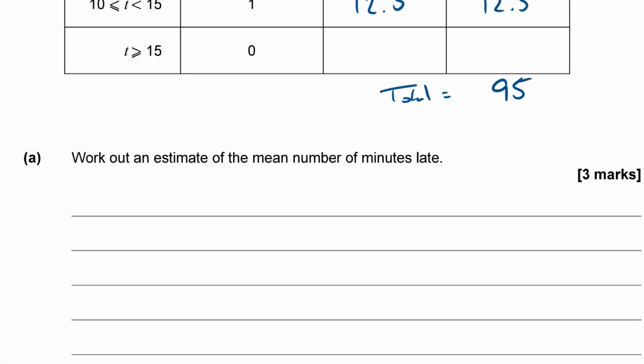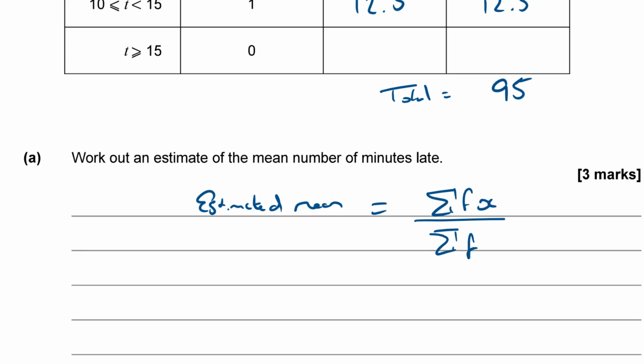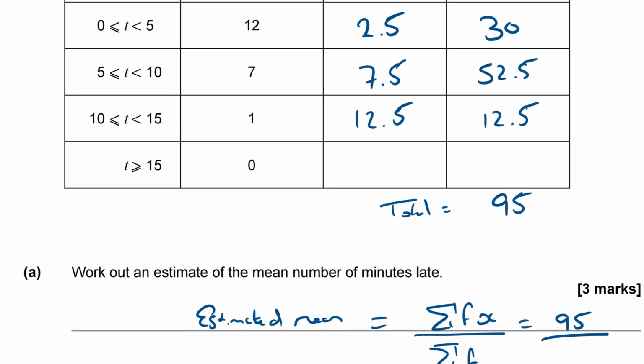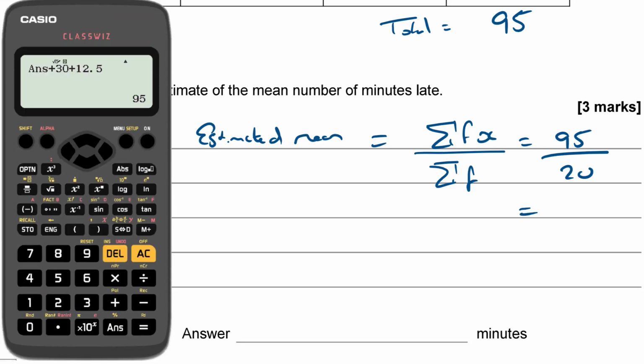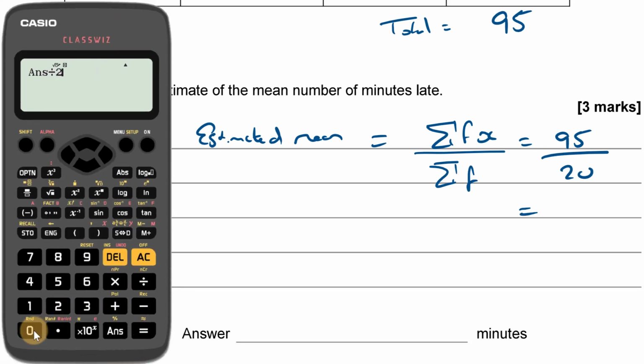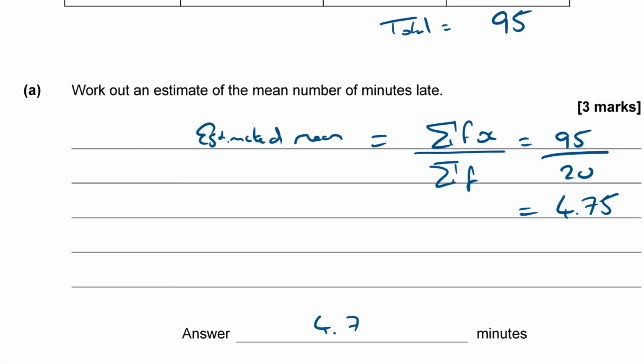Okay, then, so an estimated mean is going to be sigma fx, the sum of f times x, divided by sigma f, the sum of the frequencies. So it's going to be 95 divided by the sum of the frequencies. 12 plus 7 plus 1 adds up to 20, doesn't it? 20 trains. So 95 divided by 20, 4.75. So we're saying on average there is 4.75 trains. Oh no, 4.75 minutes, isn't it?